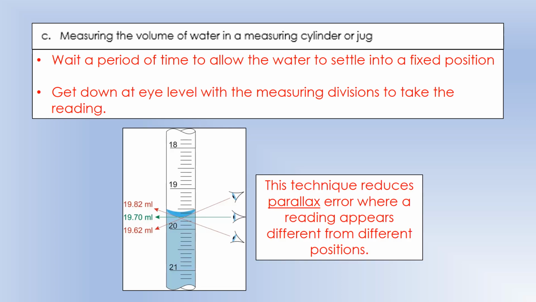The reason that we're doing that is we're reducing something called parallax error. A parallax error is when a reading appears different if you're in a different position. So if you look at it from above, it will look one reading. If you look at it from below, it will look a different reading. So we always take it from eye level to make sure we are not introducing this parallax error.